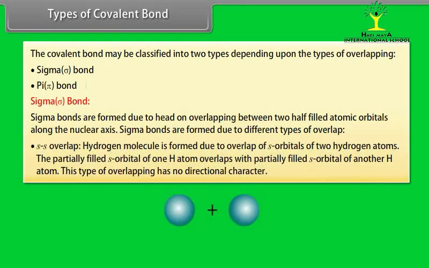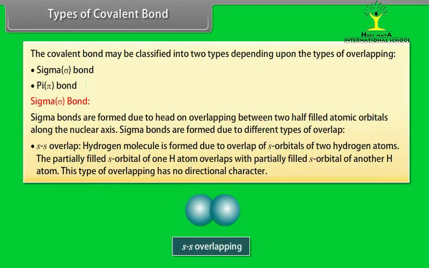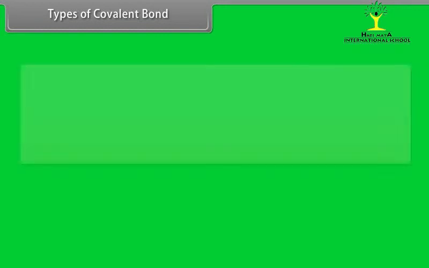S-S overlap. Hydrogen molecule is formed due to overlap of s orbitals of two hydrogen atoms. The partially filled s orbital of one H atom overlaps with partially filled s orbital of another H atom. This type of overlapping has no directional character.